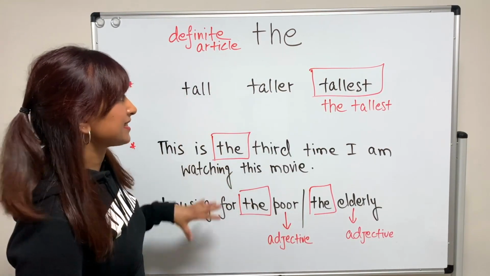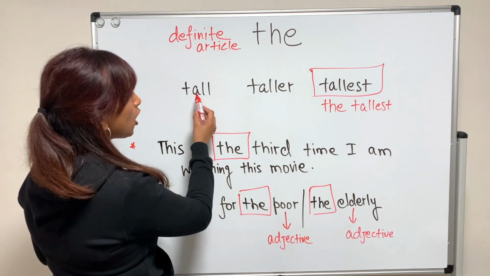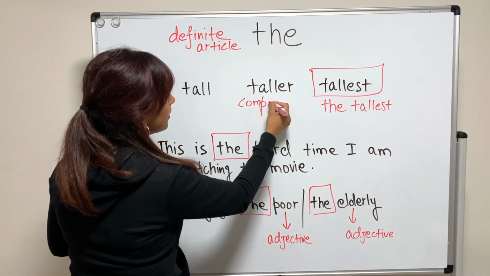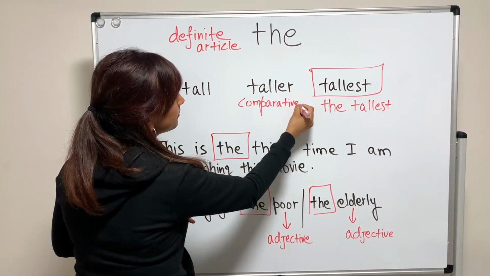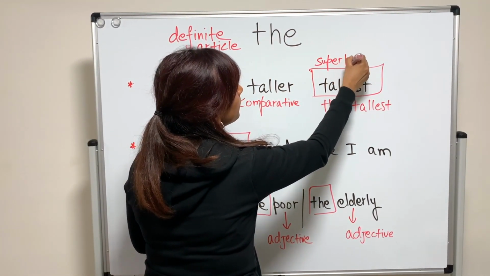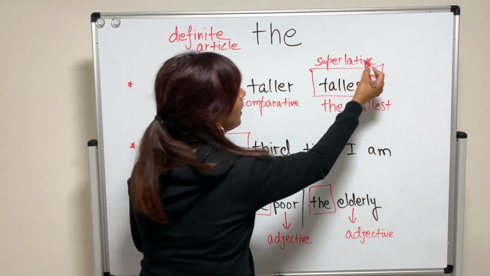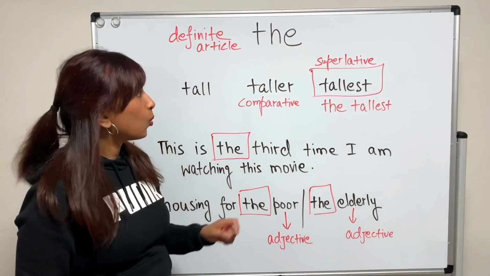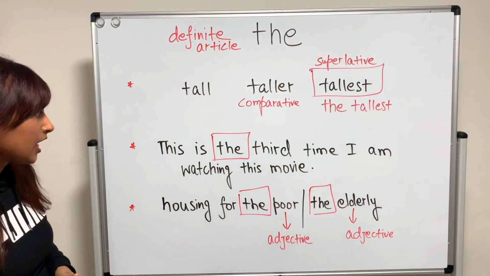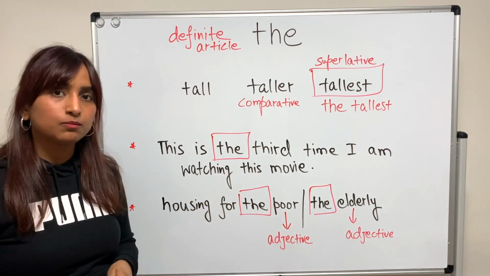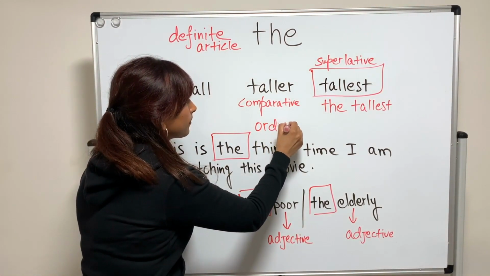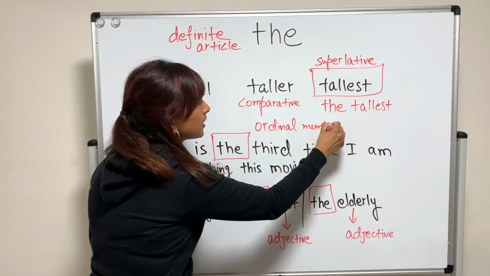Now let's look at these examples here. Tall, taller, tallest. What is taller? It is the comparative form. And tallest is the superlative form. We use the with superlative forms. Second example. This is the third time I'm watching this movie. So when you're using ordinal numbers, you have to use the.